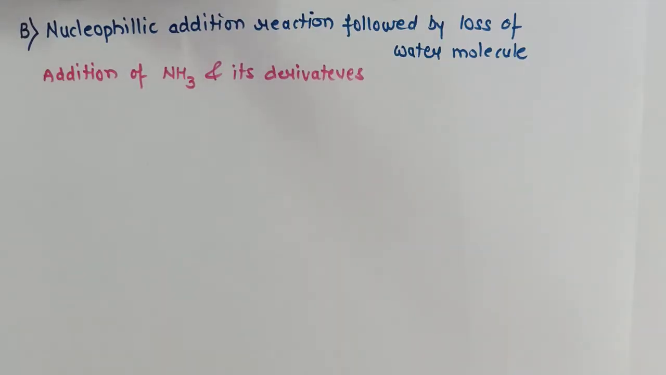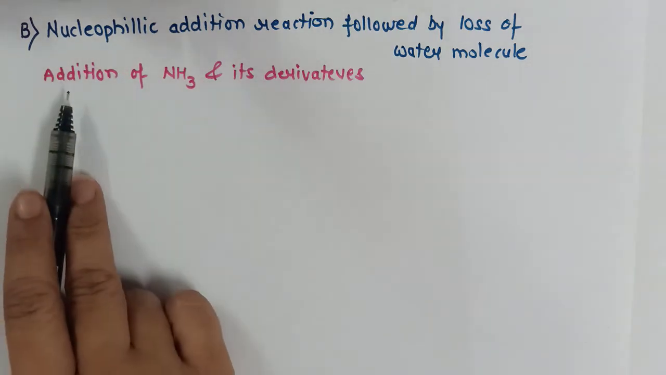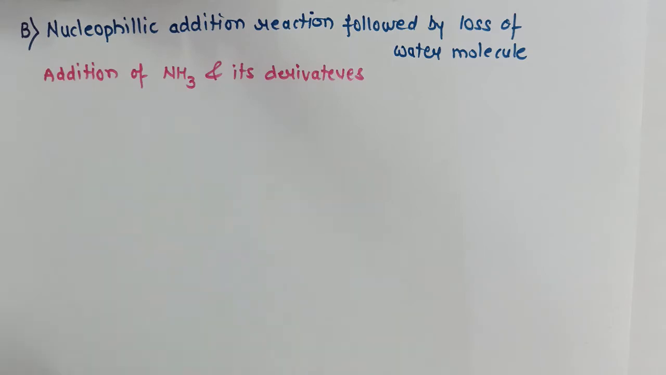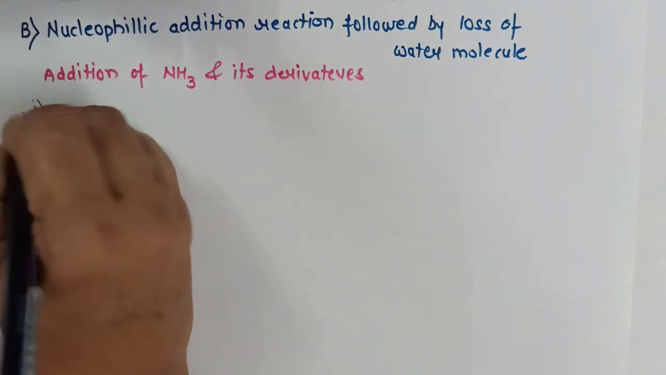So that was all about the first topic, nucleophilic addition reaction. Now the second topic, or the next chemical property of aldehyde and ketone, is nucleophilic addition reaction followed by loss of water molecule. Under this heading, basically we discuss the addition of ammonia and its derivatives to carbonyl compounds. So we'll begin with the first one.